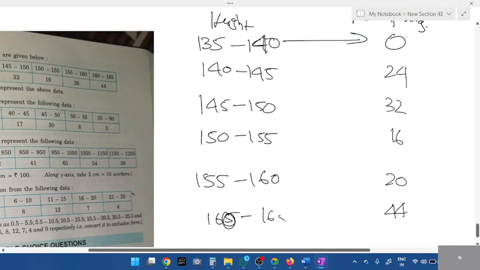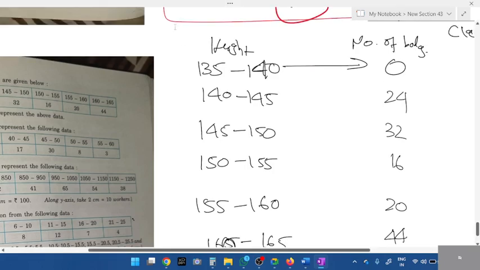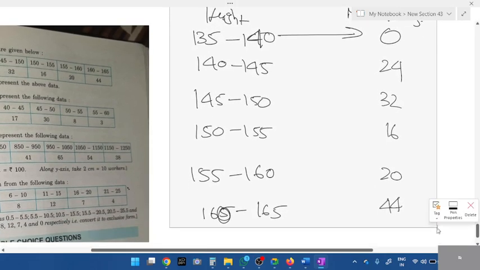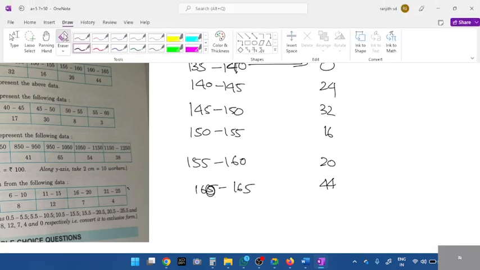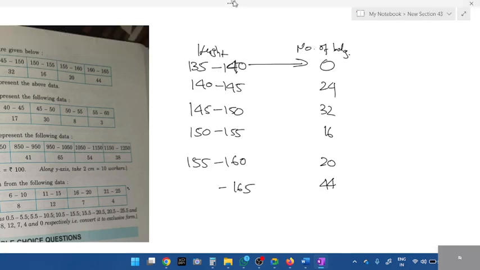One 165. Okay, then what is the extra value we have to take, students? Tell me the extra value. Respond, all of you. 165 to 170. Are you there online? Can you respond? Can you message?